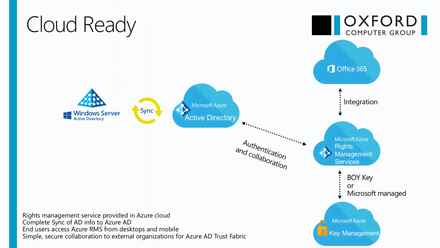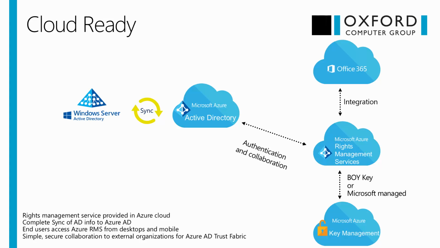So our cloud-ready organizations may already be synchronizing their identities to Azure. They're using Office 365, so it's a pretty easy step for them to integrate Office 365 with Azure Rights Management. We're using the keys that we've either brought, bring your own key, or we're using a Microsoft managed key, and Azure Active Directory is facilitating the authentication and collaboration. This is a bare bones, easy setup. We've already got everything in the cloud.